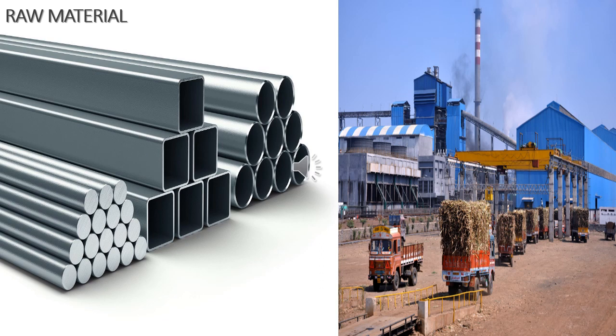In the same way, iron and steel are bulky goods. If you transport them from one place to another over too much distance, it is also a heavy loss. That's why the iron and steel industries are located near the iron ore mining areas. So the raw materials also decide the location of an industry.